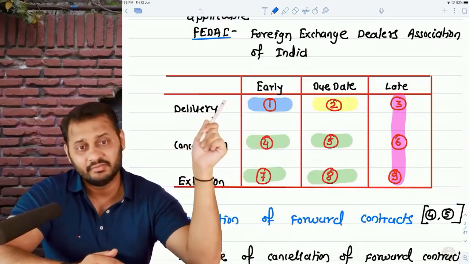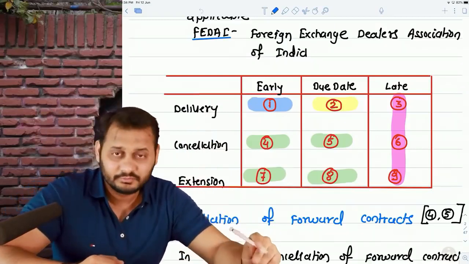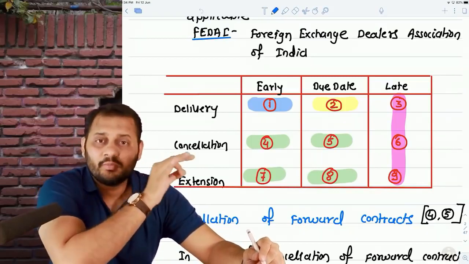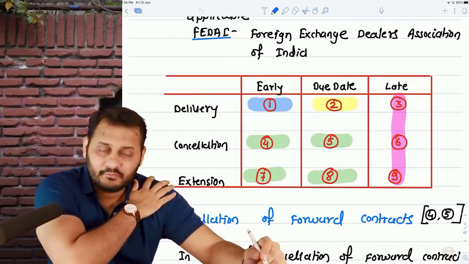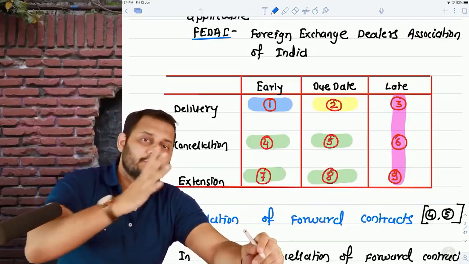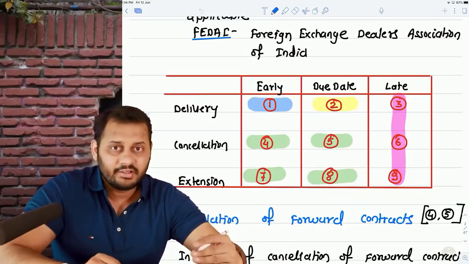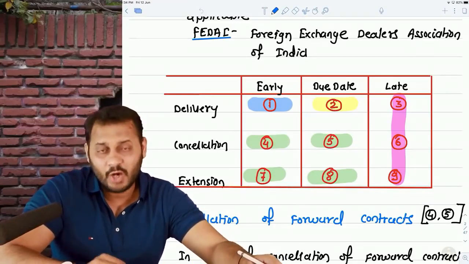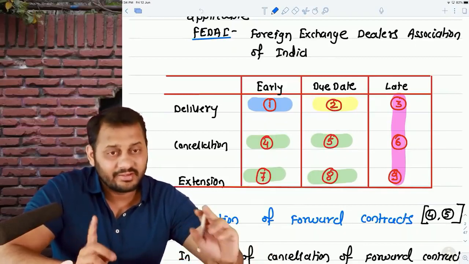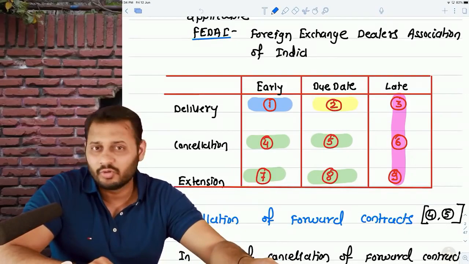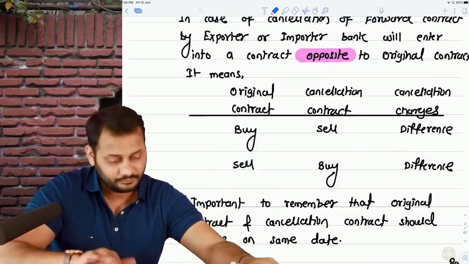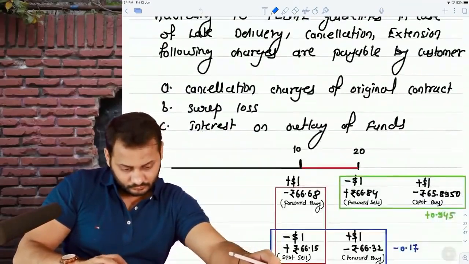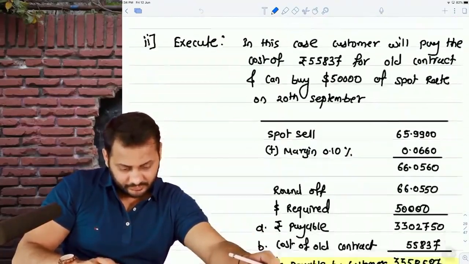Then comes the late delivery, late cancellation, and late extension. In case of late delivery, cancellation and extension, automatic cancellation rules apply. So if the customer does not come on the due date, from that date, the bank will still wait for 15 days. That means the contract is still open. However, the old rate agreed between the customer and the bank is no more applicable, and it has to be cancelled. I will take you to that point.